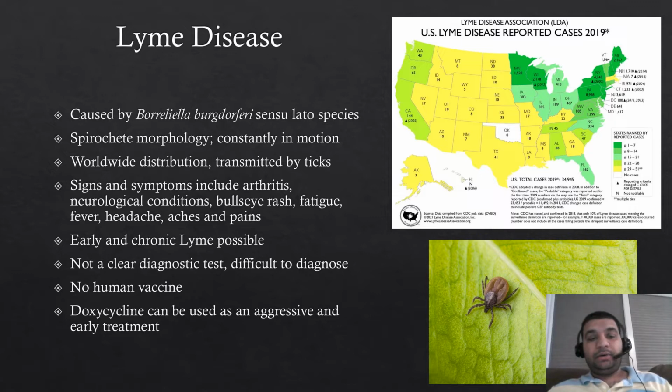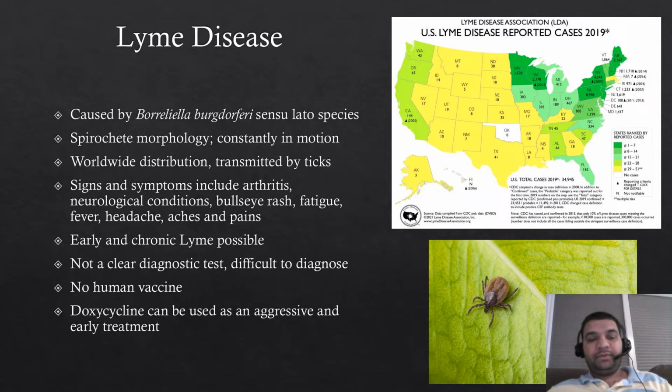There is also a worldwide distribution of Lyme disease, primarily in Asia, Europe, and North America. And Lyme disease is transmitted by ticks, specifically in the US, think about Ixodes scapularis and Ixodes pacificus.